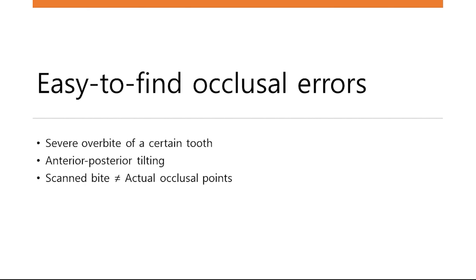These are easy-to-find occlusal errors. The first is a severe overbite of a certain tooth. The second is when there is anterior-posterior tilting. The third is that a scanned bite differs from the actual occlusal points.